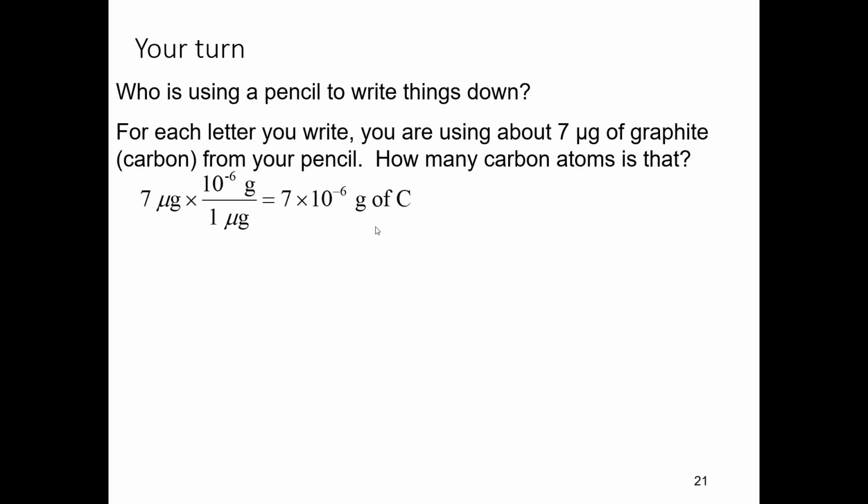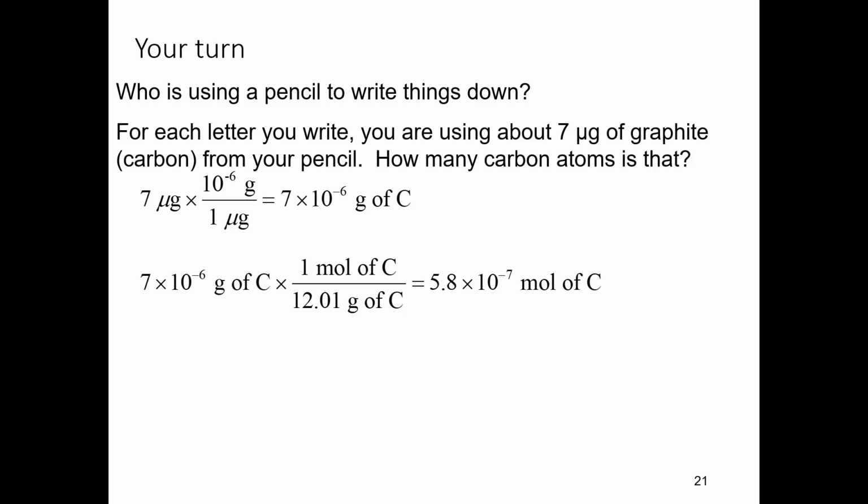Now we can go about our previously established problem-solving strategy. We're going to be thinking about the atomic mass of carbon, which if you look in the back of your book at the periodic table, you'll find is 12.01 grams per mole. Just like we did last time with gold, we're going to flip this upside down so that the grams cancel out, and we multiply and get moles as our units at the end.